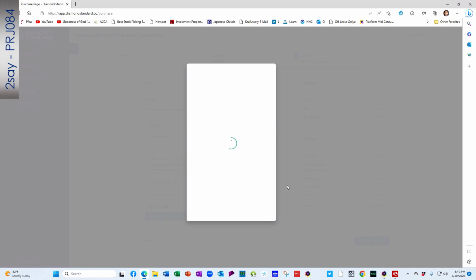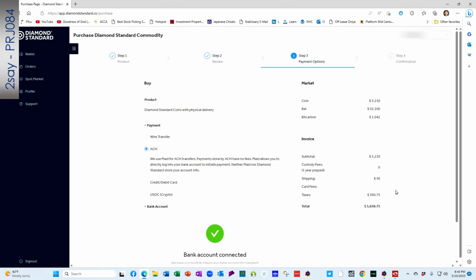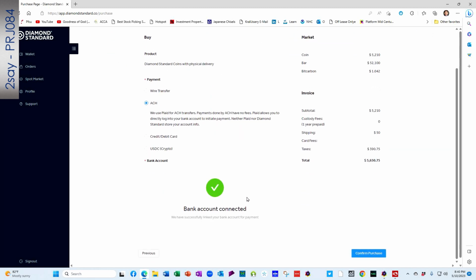So here I have authorized payment. I specified which account to take it from. The account has been successfully linked. And so now I've been connected with my bank. And now the only thing left to do is to click on Confirm Purchase. So I'm just going to do a final review. OneCoin, shipping, no card fees. If I was paying with a debit or a credit card, there'd be a card fee. Sales tax and total. Confirm purchase.